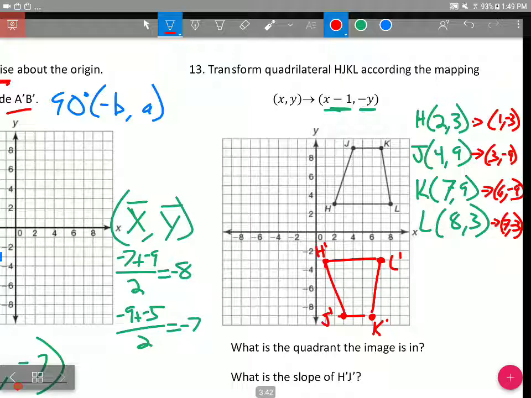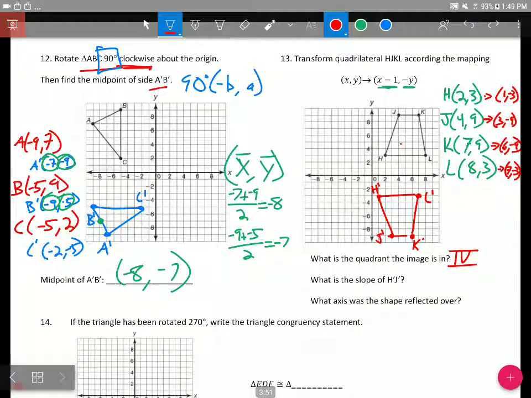What quadrant is the image in? Well, that's quadrant 4. Remember, it starts here, 1, 2, 3, 4. That's the order. And it can be in more than one at once. What axis does it reflect over? This one reflects over the x-axis.